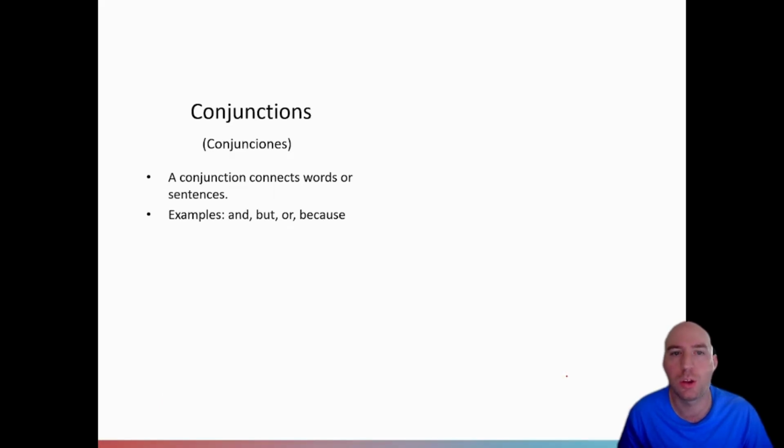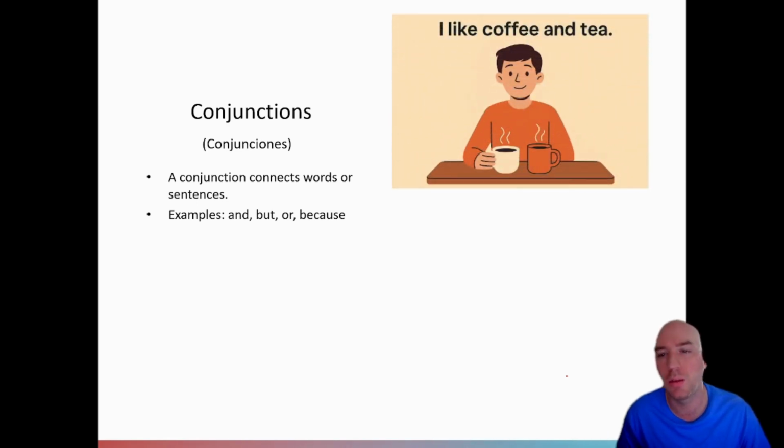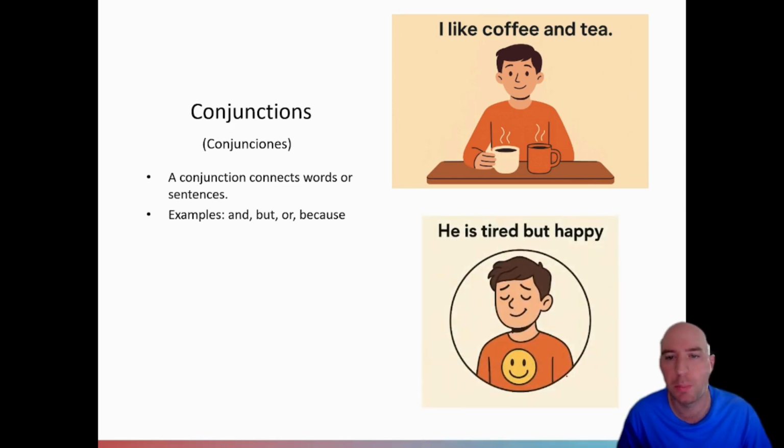Conjunctions. A conjunction connects words or sentences. For example, and, but, or, because. I like coffee and tea. He is tired but happy.